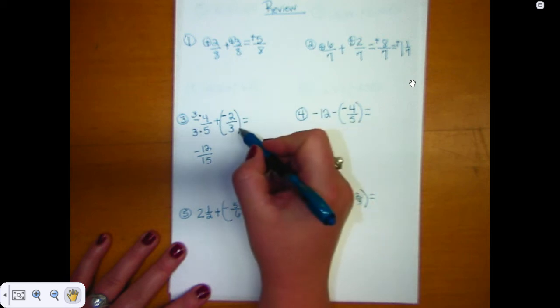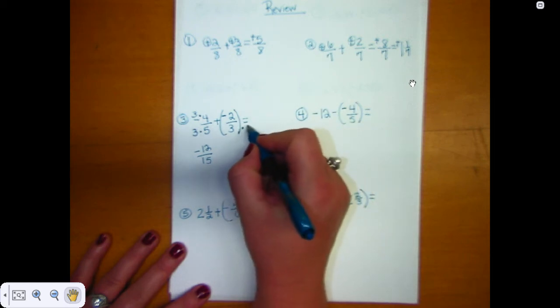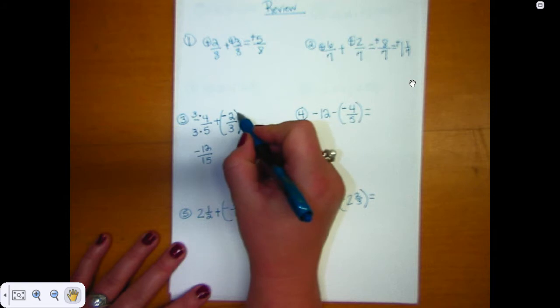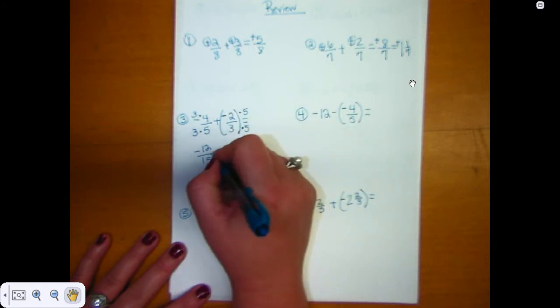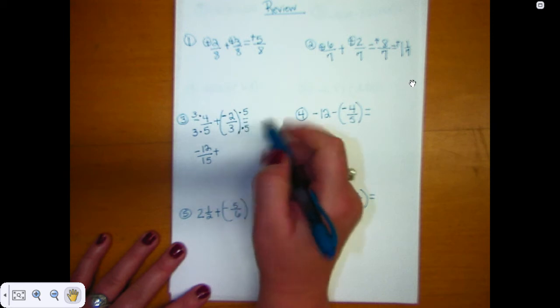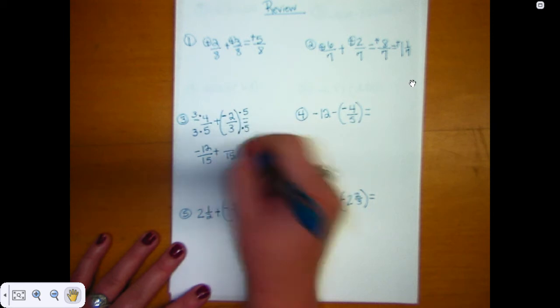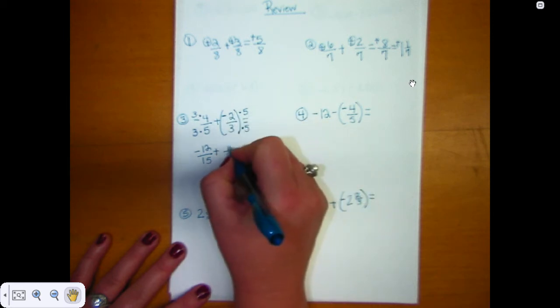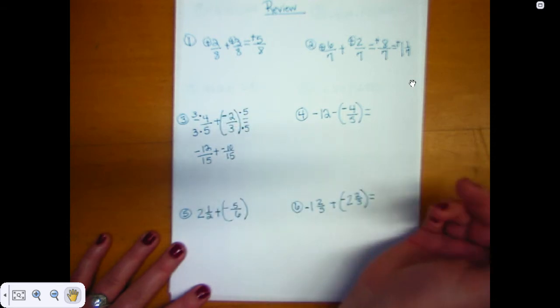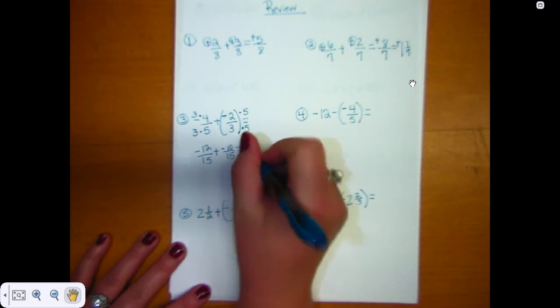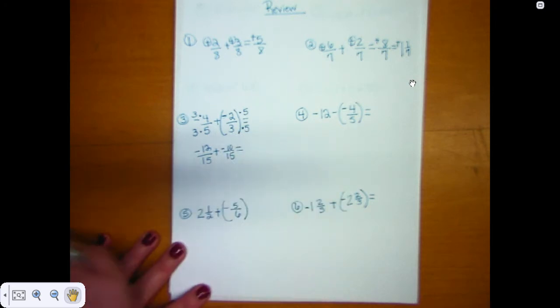And I have to convert this one also. So 3 times 5 is 15. If I do it to the bottom, I have to do it to the top. So I'm going to bring my plus sign down, and 3 times 5 is 15. And 2 times 5 is 10, and I'm going to keep the sign that was there. Equals. Now, my denominators are the same.